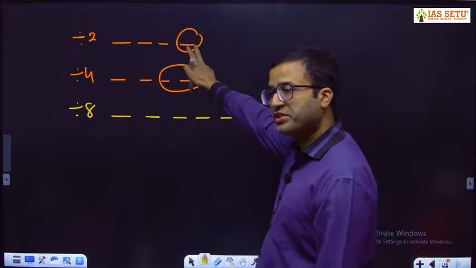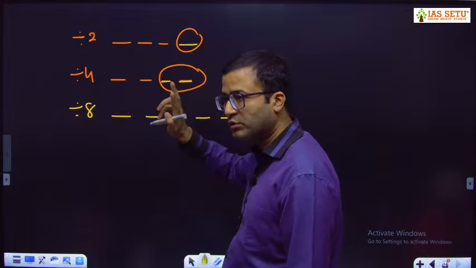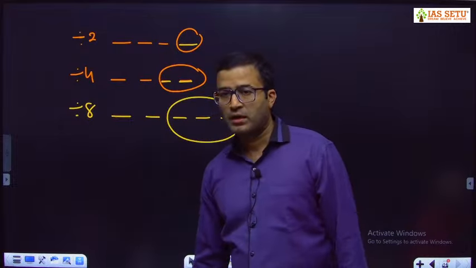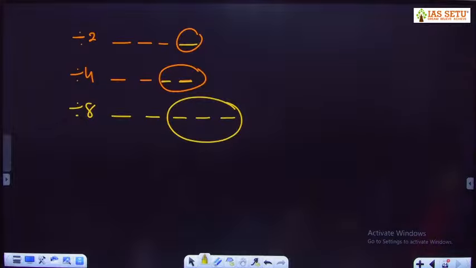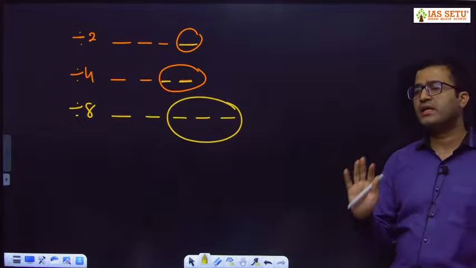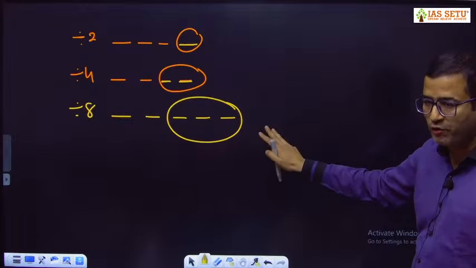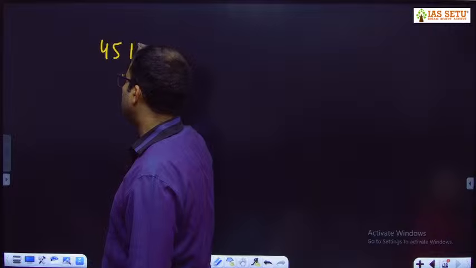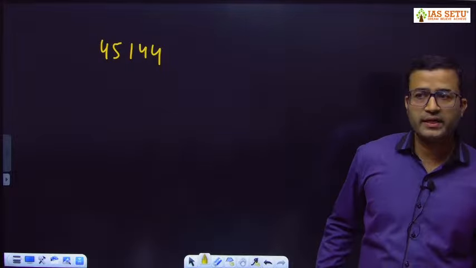Divisibility of 2 we check last digit, only the last digit is sufficient. For divisibility of 4, last 2 digits; divisibility of 8, last 3 digits. So the rule is, if the last 3 digits are divisible by 8, it means the complete number is divisible by 8, otherwise not. So we have to check only the last 3 digits for divisibility of 8. Like here, if the number is 45,144, it is asked if this number is divisible by 8, yes or no.